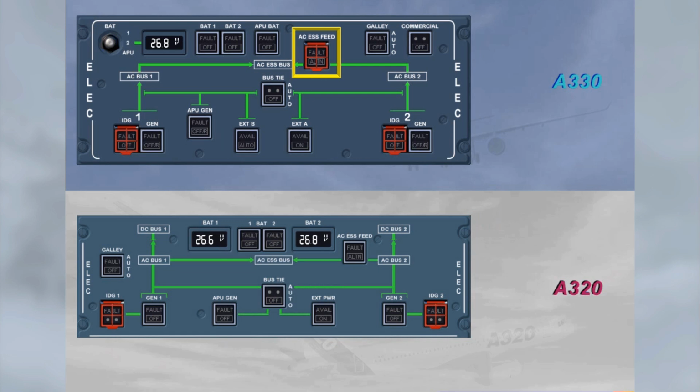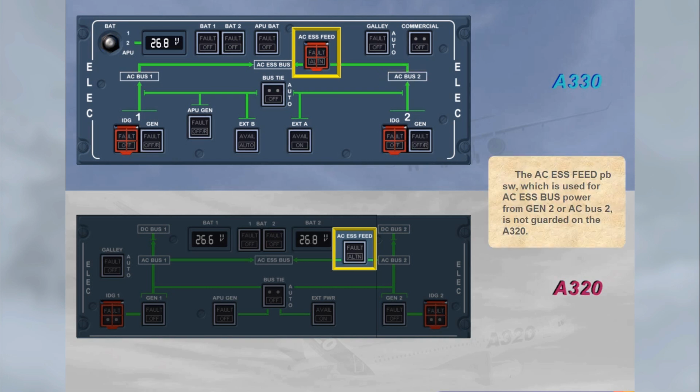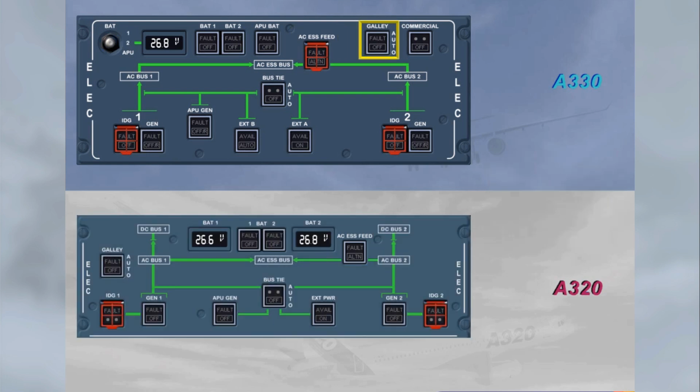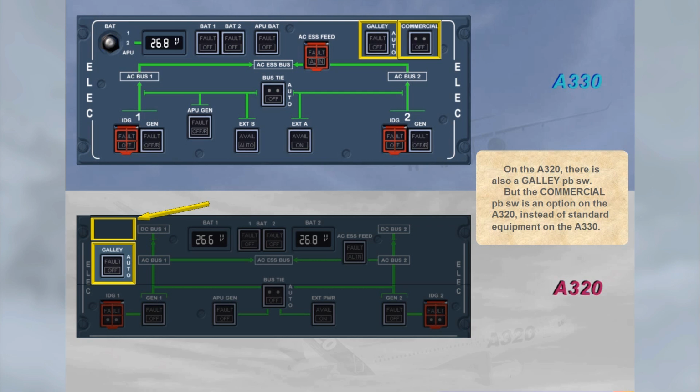The AC Essential Feed push-button switch, which is used for AC Essential Bus power from Gen 2 or AC Bus 2, is not guarded on the A320. On the A320, there is also a galley push-button switch. But the commercial push-button switch is an option on the A320 instead of standard equipment on the A330.